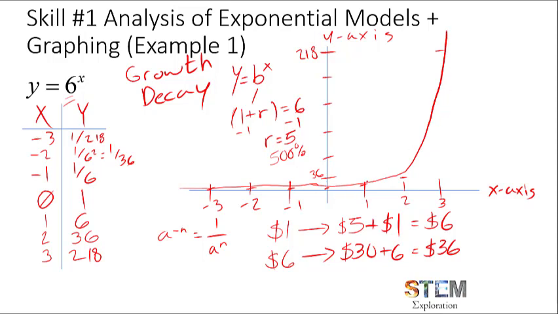And the big thing that you'll notice is that from 6 to 36, from 1 to 2, is a 5-fold increase because it's 500% growth. And then the same thing here. From 2 to 3, it's from 36 to 218, which again is a 5-fold increase.